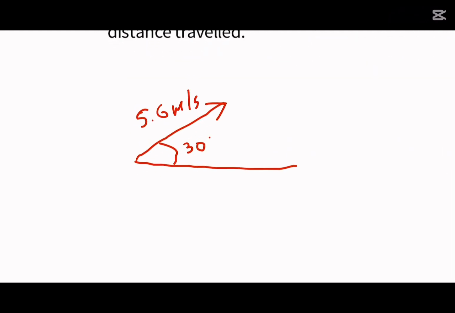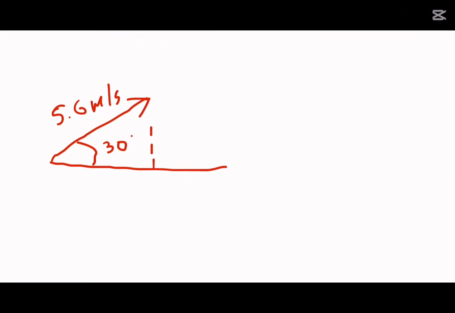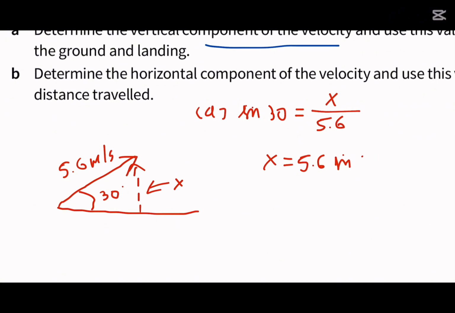So I have to determine the vertical component, this one. We just use simple trigonometry. We can use sine 30 equals the opposite length, which is the length we want to find, let's say x, over the hypotenuse, so 5.6. So to get x, we just multiply 5.6 with sine 30.